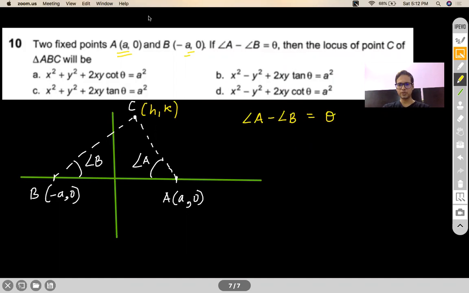5, 4, 3, 2, 1. Go, go, go. Come on, dear students, please vote. Only 11, 12 of you have voted out of 26 of you.